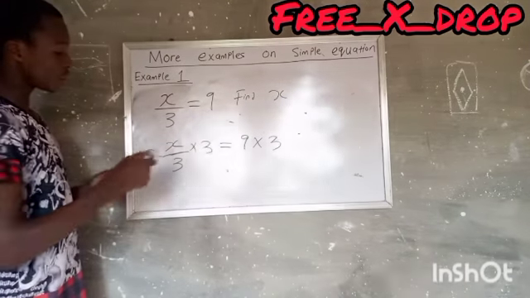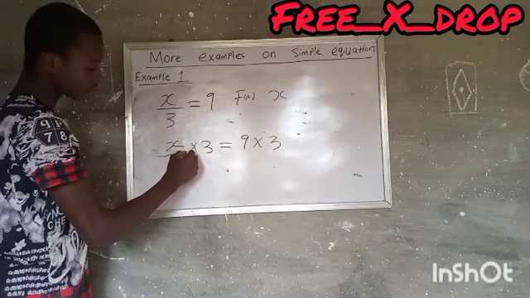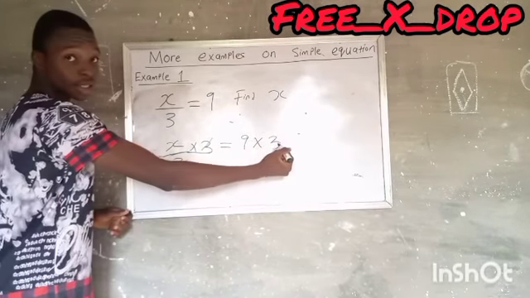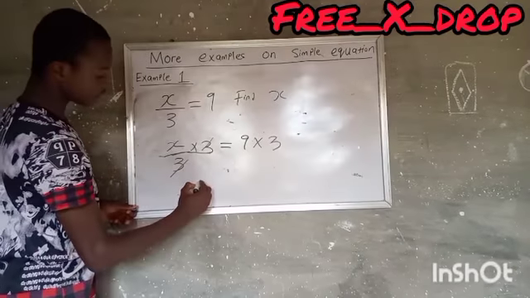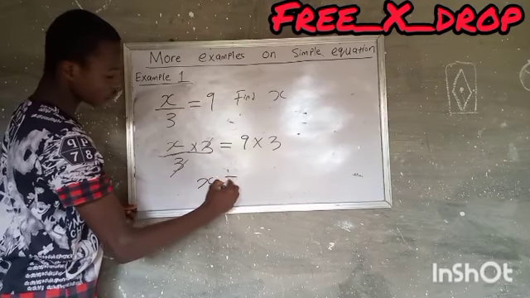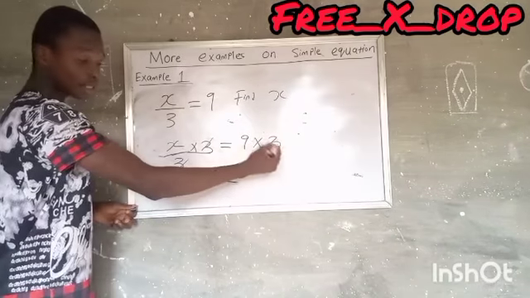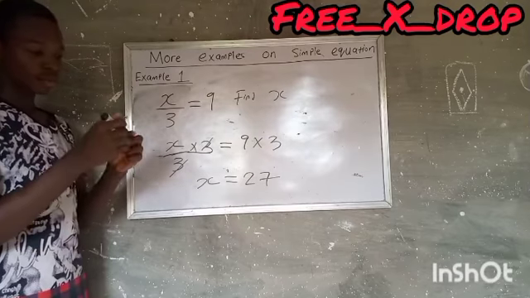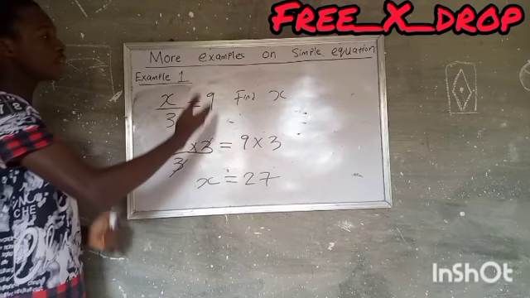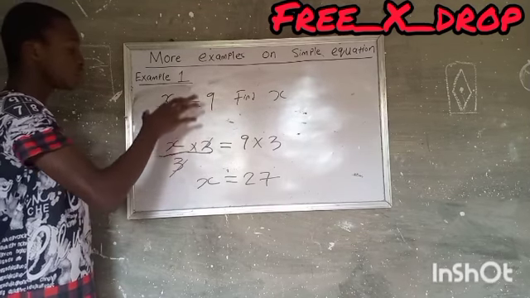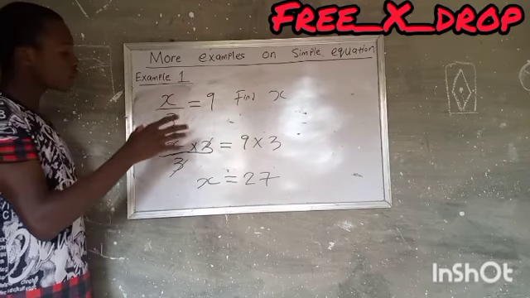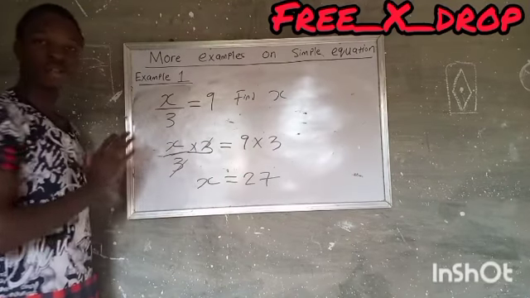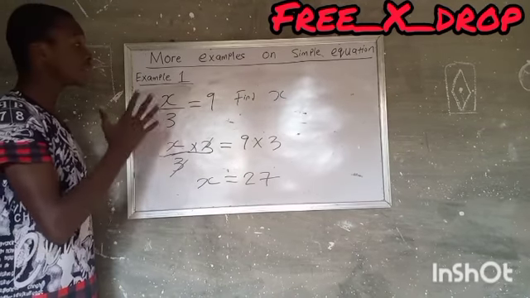So this is our new equation, and now 3 can divide 3, and this is 9 times 3. So what's remaining here? x equal to 9 times 3. 9 times 3 is what? 27. So you see how to solve a simple equation which includes divide. Simply collect like terms and in 3 lines, you are done. So it's as simple as that, not that hard.